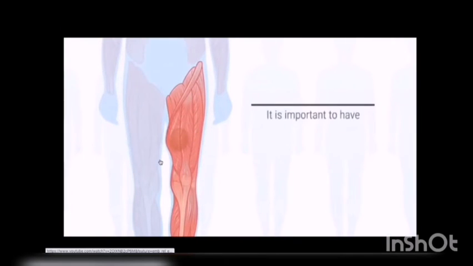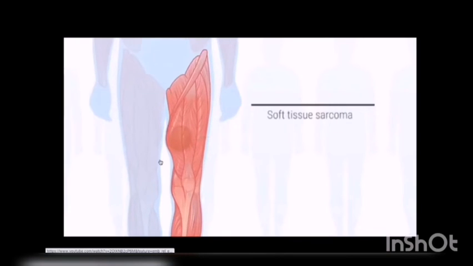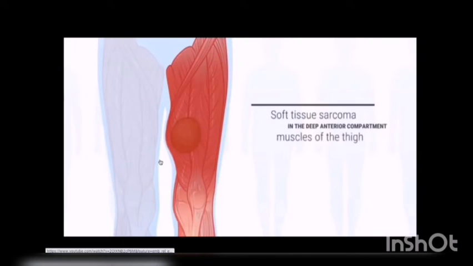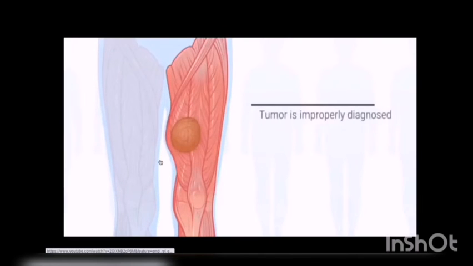So, it is important to have a soft tissue tumor biopsied by an orthopedic oncologist. The soft tissue sarcoma shown here is growing in the deep anterior compartment muscles of the thigh. If the tumor type is improperly diagnosed, an unplanned surgical excision or removal may be undertaken. This may result in several long-term negative consequences.